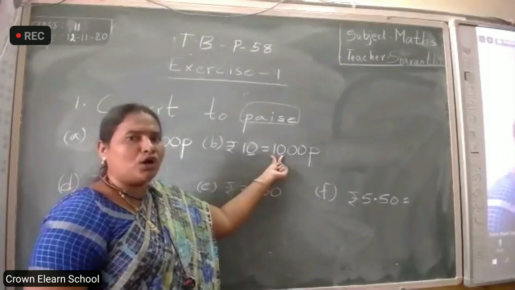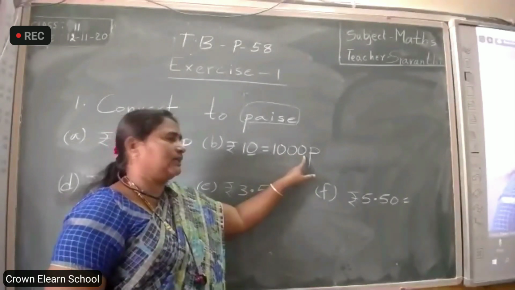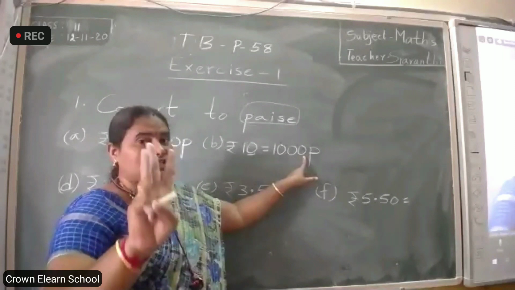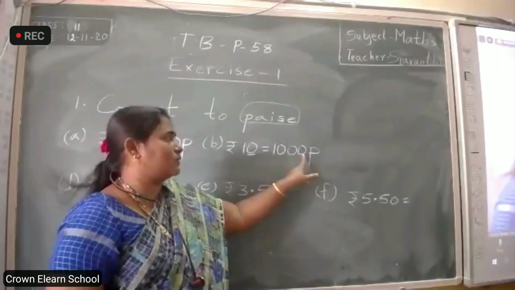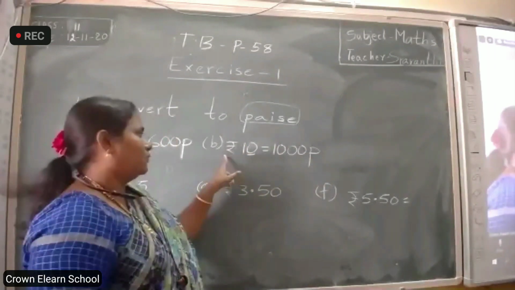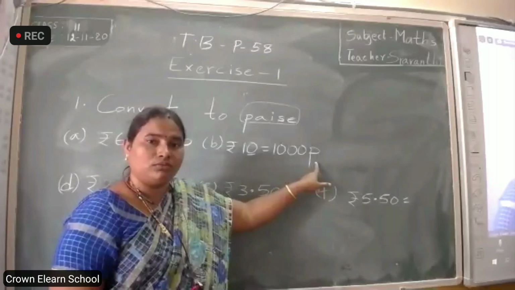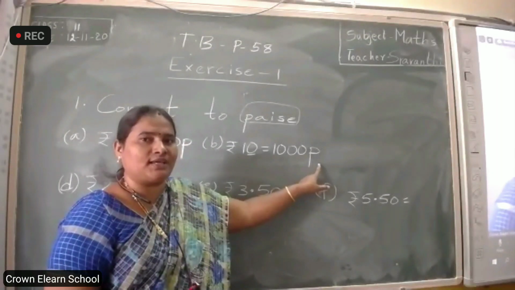10 and 2 more zeros. We got 1000. 1000 has 3 zeros. We know 1000 paise. We need to convert not only the number, symbol also. It's very important, symbol changing.